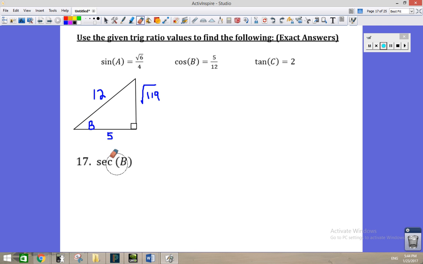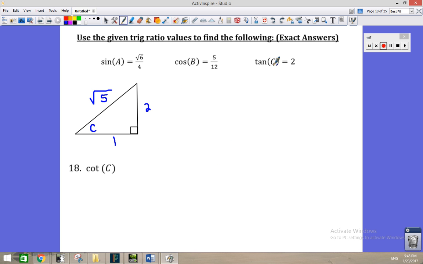For the secant of B, I'll use triangle B. Secant is a reciprocal of cosine. Instead of radical 119 over 12, it's the hypotenuse over radical 119. I need to rationalize that, so I multiply top and bottom by the square root of 119, and that's what I get for that one.